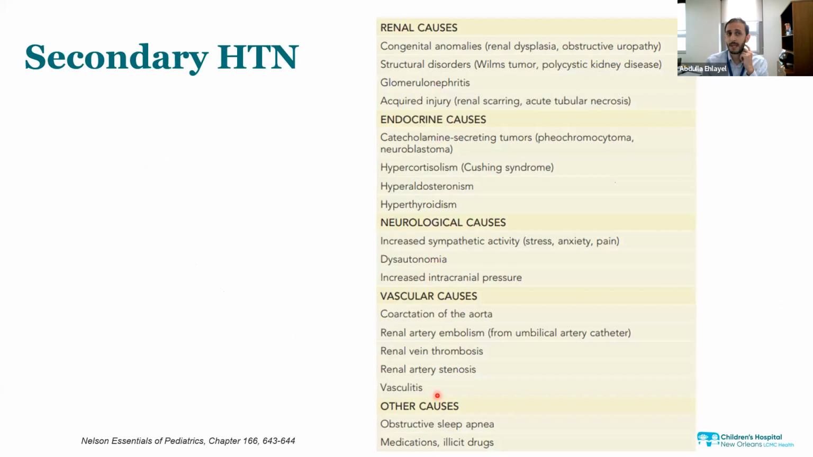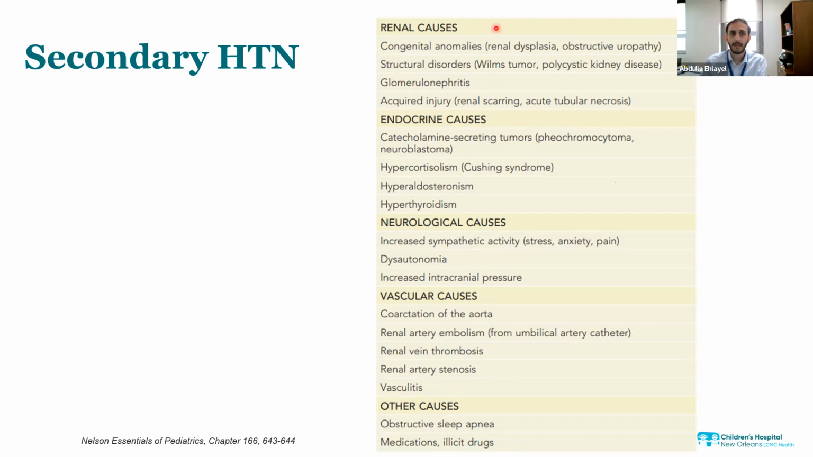What about secondary hypertension? So this is a summary slide from Nelson Pediatrics about the secondary causes. There's a long list of things that can cause secondary hypertension. The AAP guidelines list is I think 2 pages long. It's beyond the scope of this talk, but when you're thinking about secondary hypertension, think about the different systems. The most common ones are renal, endocrine, neurologic, vascular, other causes, and then medications, which is going to be on the second slide.